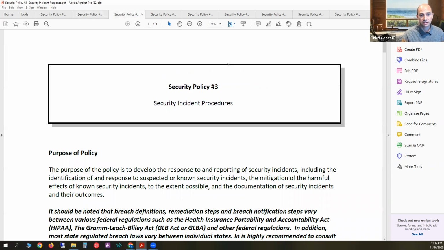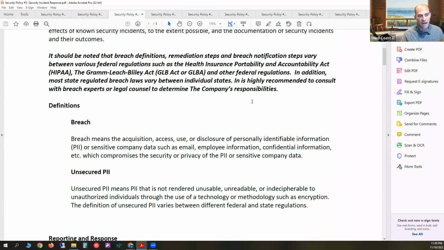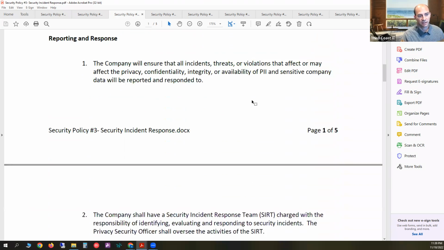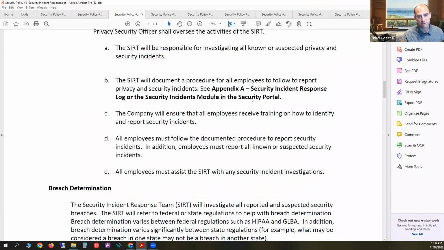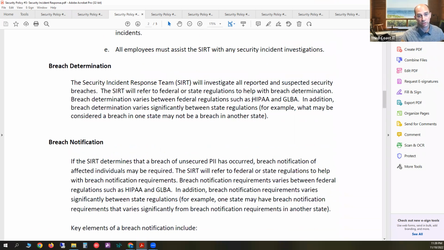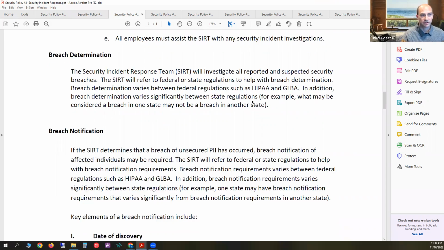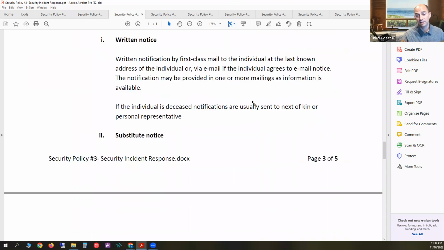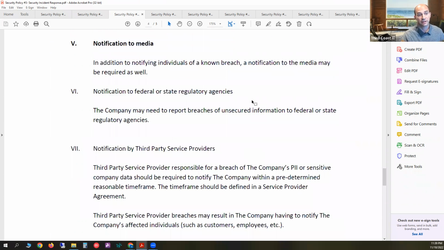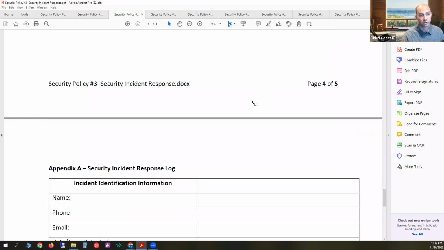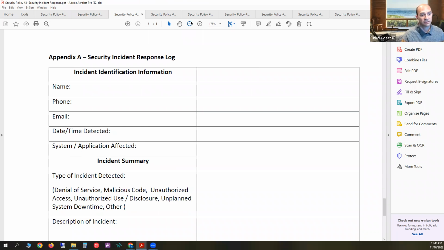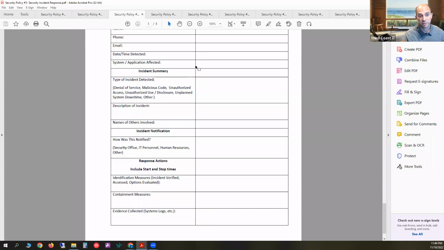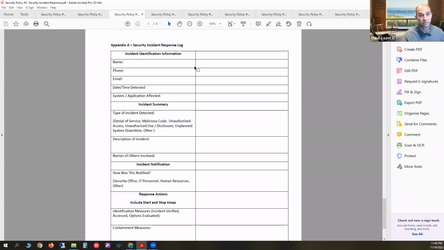The next policy is the security incident procedures. What happens if we do have a breach? How do we deal with that? It's about understanding what a breach is and what we are going to go through if that does happen, in terms of notifying people of the breach, how quickly we need to do that, a written notice of that, and how we are going to get that word out. We also have a place to document any type of breaches, which is very important.